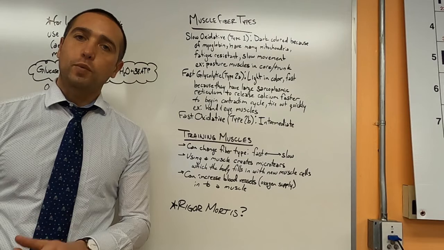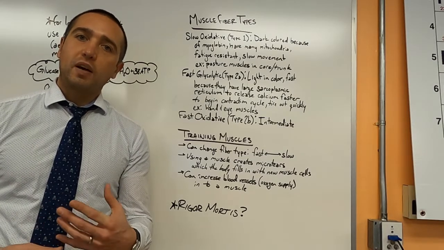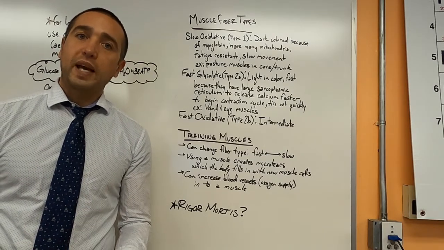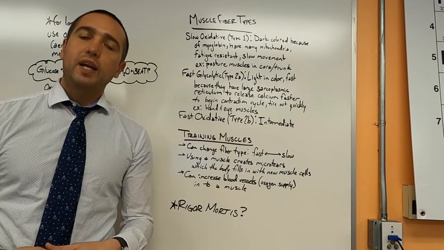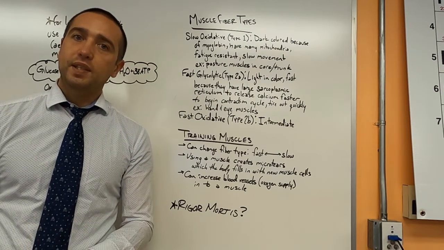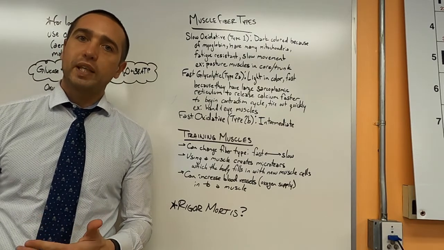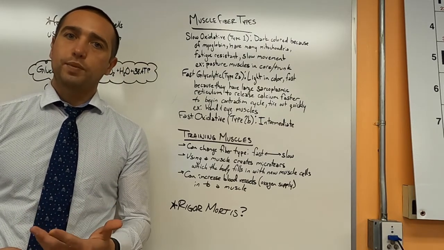The slow twitch are the ones that use oxidative metabolism, and so they are full of the things for that, full of mitochondria and full of myoglobin. And because of that, they are very fatigue resistant, but they're not very fast. And these are things like the muscles that you need for posture, your really most endurance muscles.